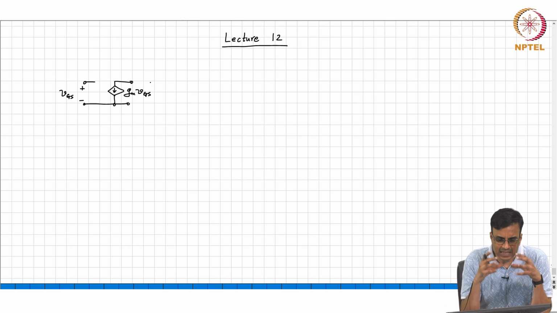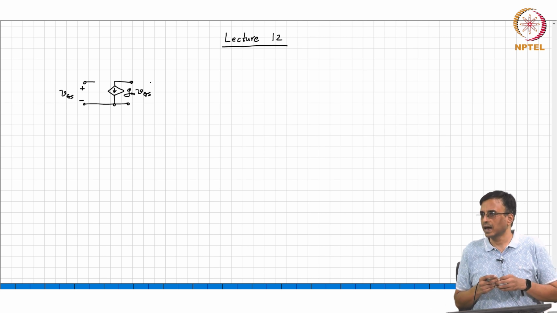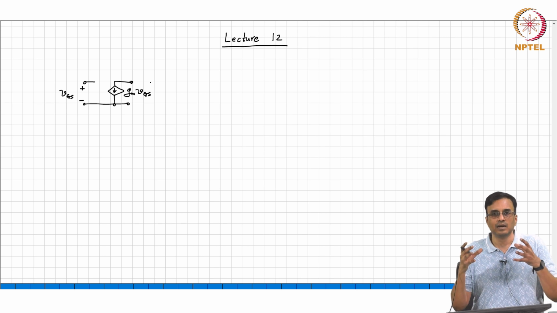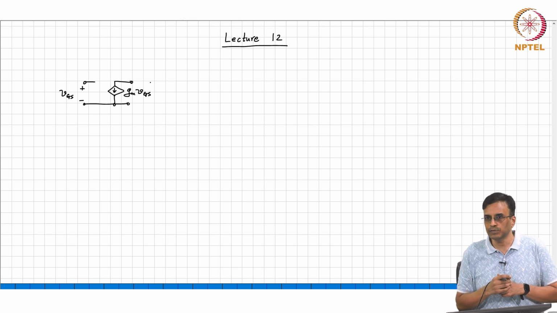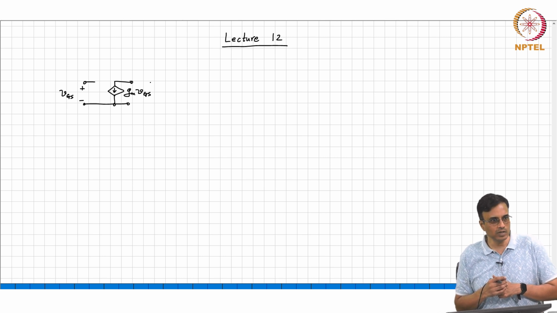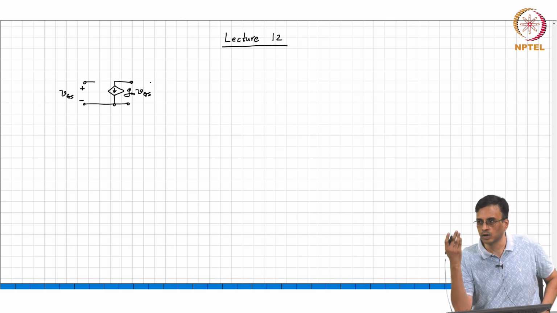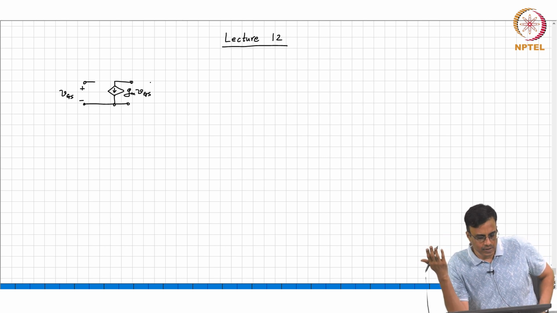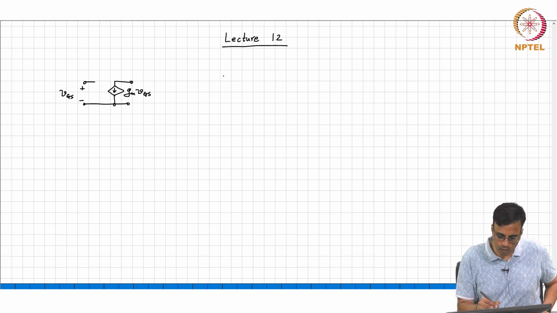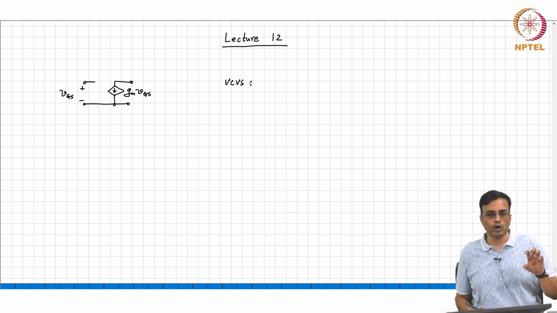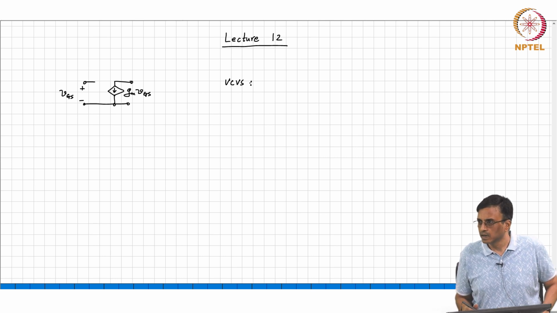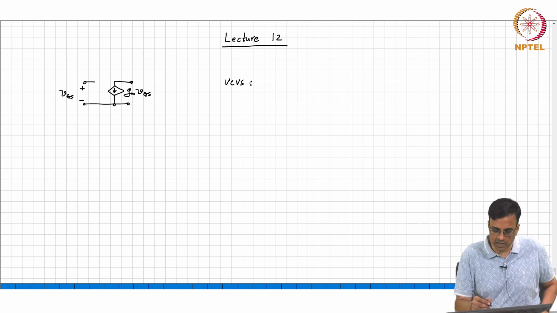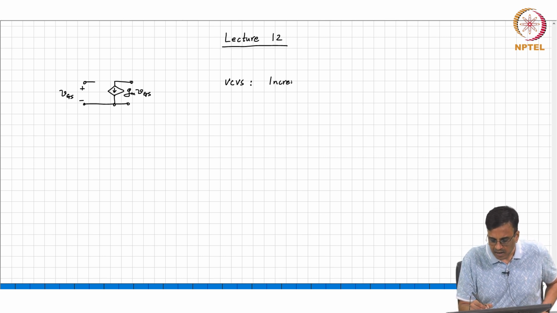So, using this as a building block, let us now try and build the 4 controlled sources that you are familiar with from basic circuit theory: the voltage controlled voltage source, the voltage controlled current source, the current controlled voltage source, and the current controlled current source. We will start with the voltage controlled voltage source, and because we are talking about incremental signals here, it is basically going to be an incremental voltage controlled voltage source.